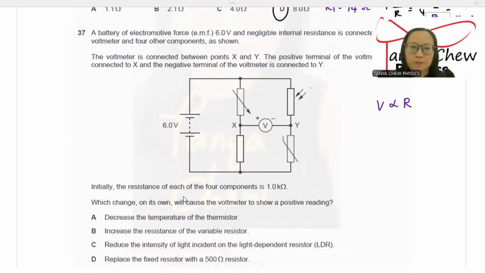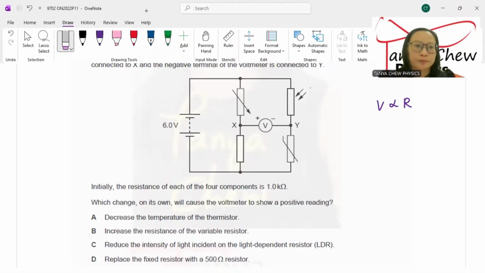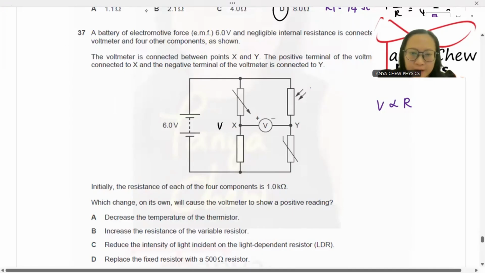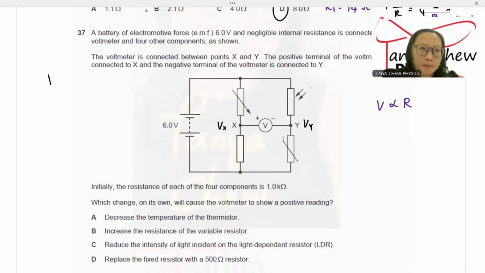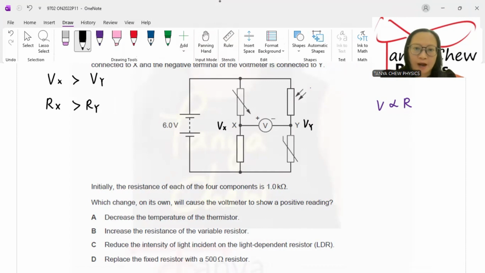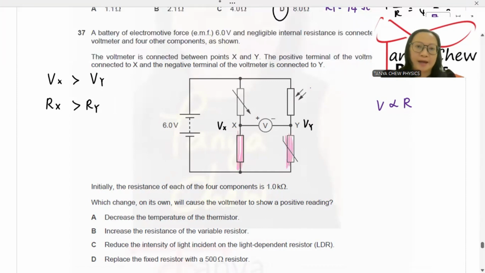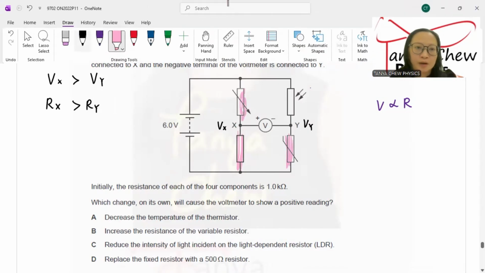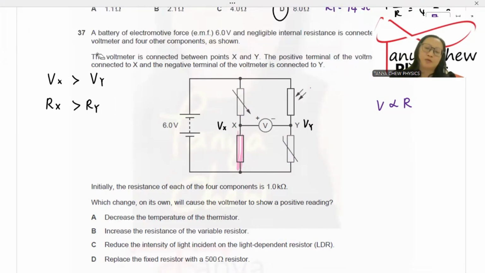If you want the voltmeter to show a positive reading, that also means that the potential at X must be higher than the potential at Y. So since I am going to use the potential divider to explain, I need to show that the resistance at X must be higher than the resistance at Y. All these, the ones that I highlighted, will be the resistance at X. Now I'm going to write that as resistance of X, Rx.